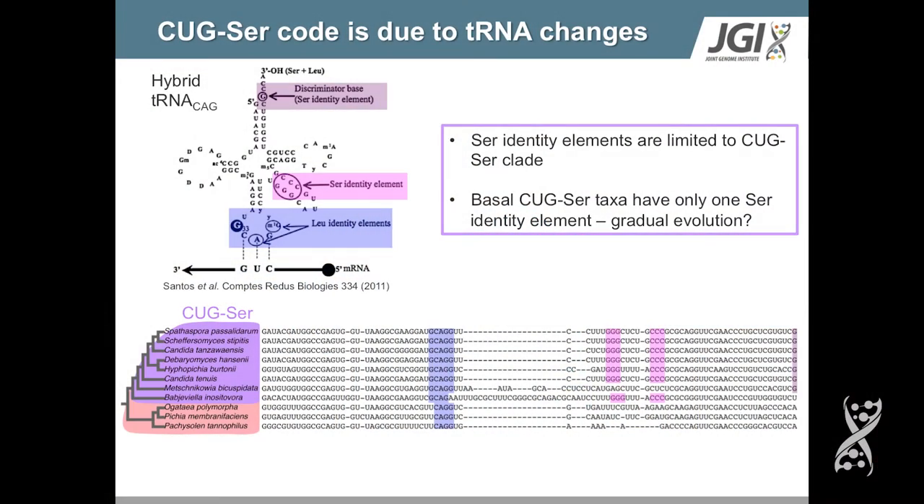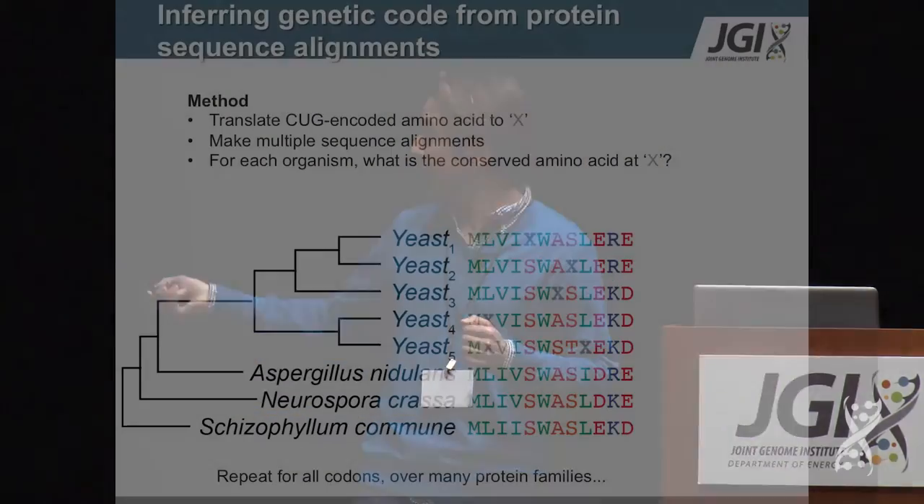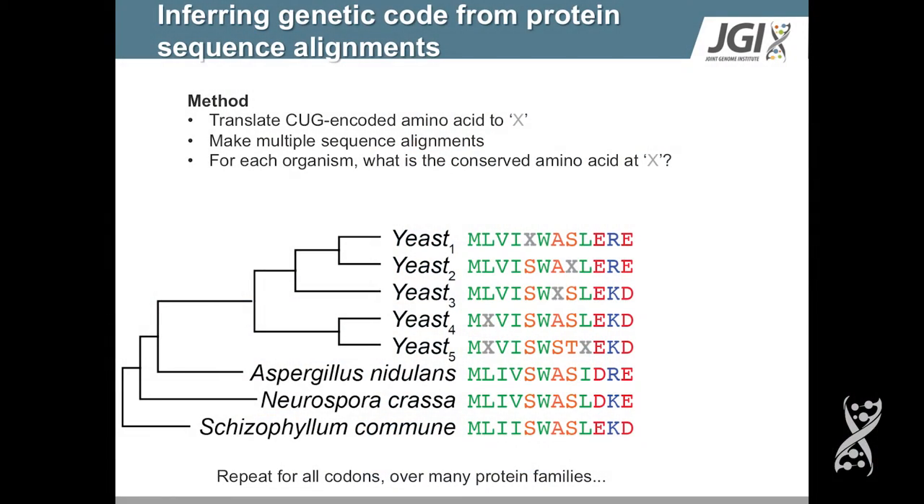But I'm interested. OK, I'm going to speed up a little bit. Based on tRNA, we think the CUG clade is still the CUG clade. So we came up with a method based on multiple sequence alignment, where we made protein multiple sequence alignments representing the amino acids coded by CUG as X. And we just looked at the conservation pattern, pretty easy.